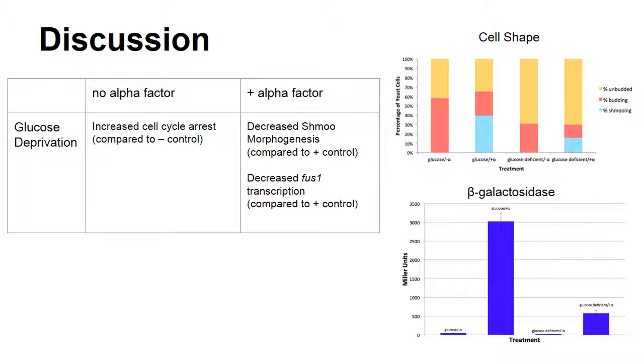Thanks, Matt. For both tiers of our hypothesis, we obtained the results we expected. In the absence of alpha factor, glucose deprivation for 7.75 hours produced an increase in cell cycle arrest compared to the negative control with normal glucose added. Schmooing and FUS1 transcription remained low for both treatment groups with no alpha factor, as was expected. In the presence of alpha factor, glucose deprivation for 7.75 hours led to a decrease in schmooing and FUS1 transcription compared to the positive control with normal glucose added.